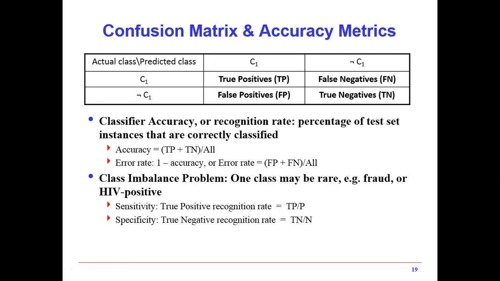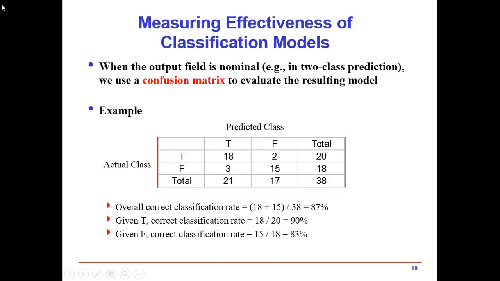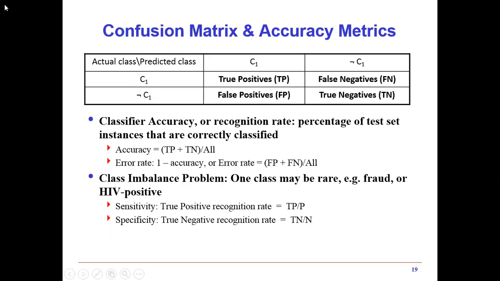So this is the same as written here: true positive, false negative, false positive, true negative. So this was the concept. And here is the accuracy. Accuracy is true positive plus true negative divided by all. Here we are calculating the correct classification rate, which is called your accuracy. Okay, and what is the error rate? 1 minus accuracy is called the error rate.